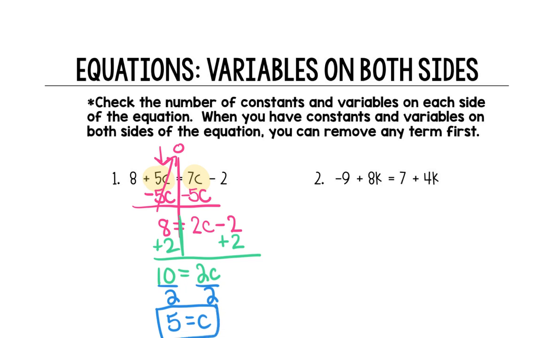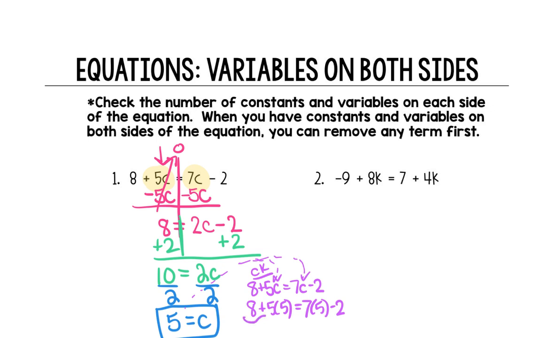With the check, we are going to rewrite the equation as it was given to us. And we are going to plug in 5 for anywhere we see a c. So this is going to be 8 plus 5 times 5 equals 7 times 5 minus 2.